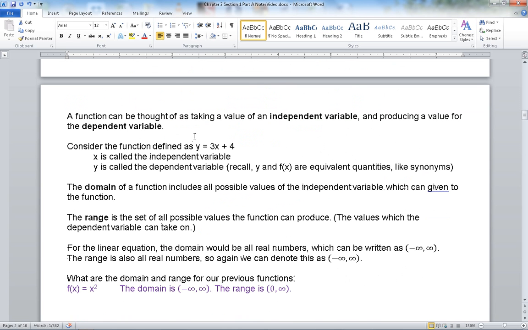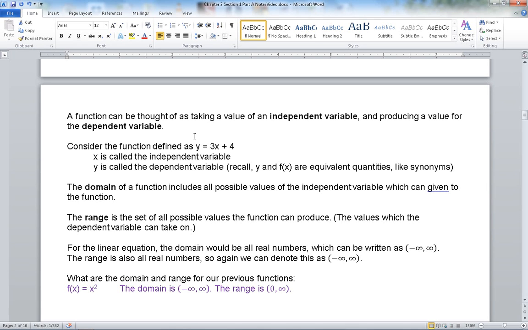Now a function can be thought of as taking a value from what we call an independent variable, so that would be the role that x plays in most functions, and producing a value for a dependent variable, or a y variable, or an f of x value. So the number that you put into the equation represents the independent variable value. The number you get out is the dependent variable value.